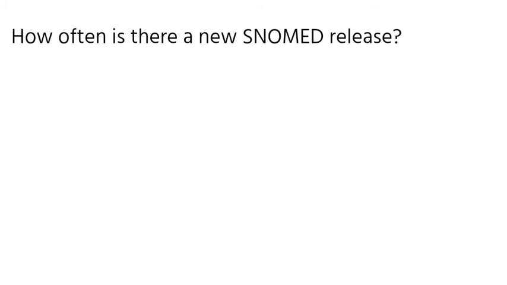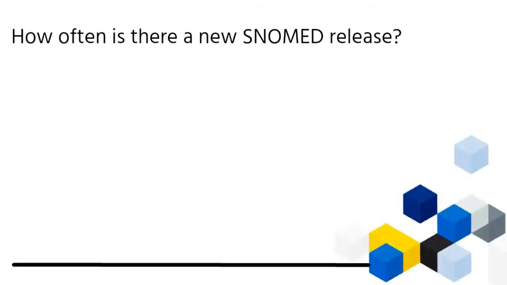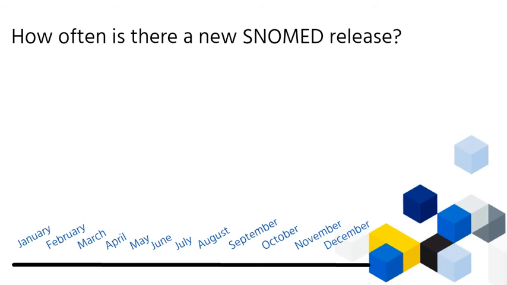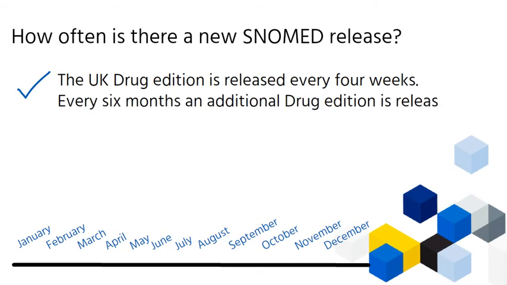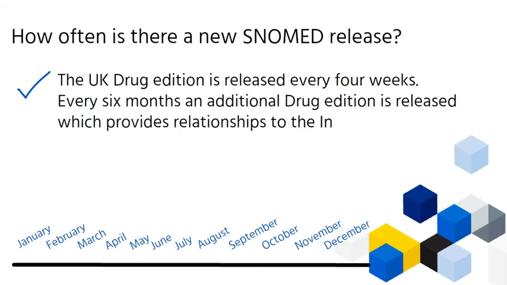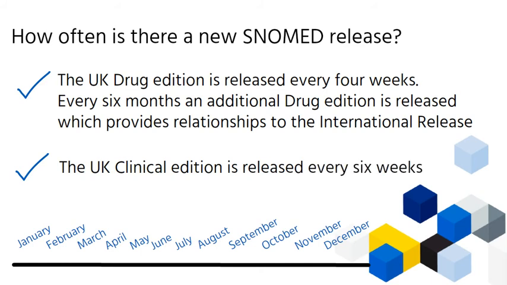How often is there a new SNOMED release? The UK drug edition is released every 4 weeks. Every 6 months an additional drug edition is released, which provides relationships to the international release. The UK clinical edition is released every 6 weeks.